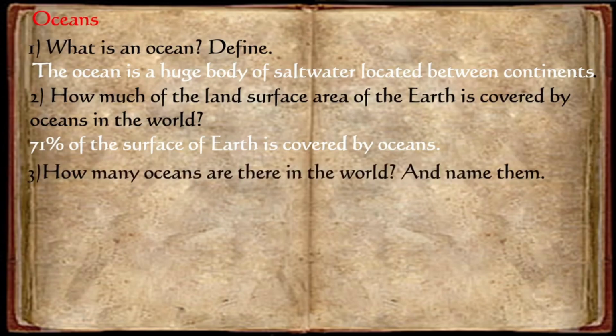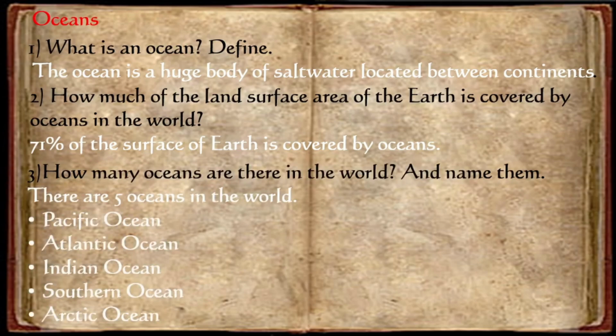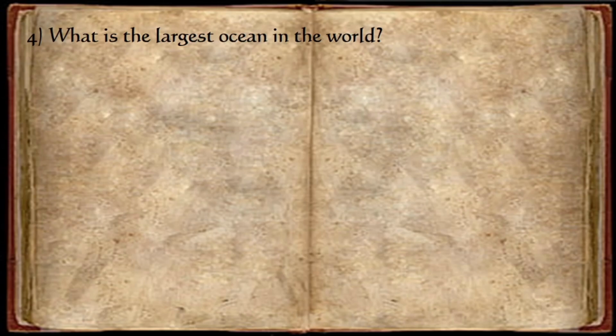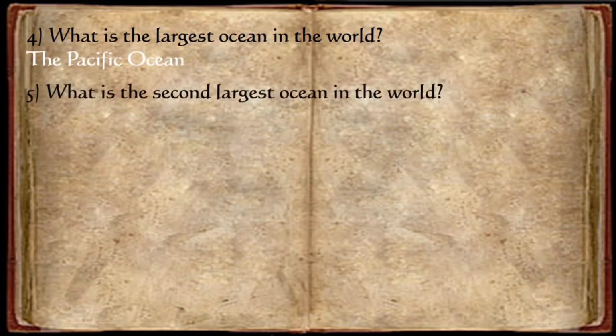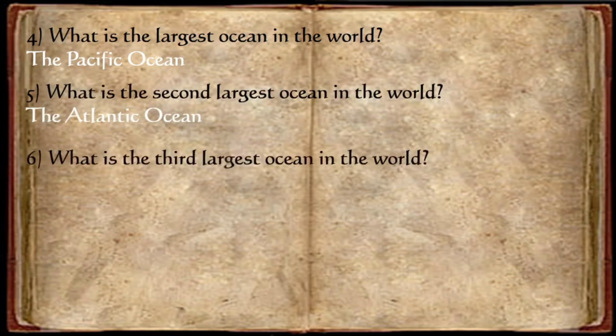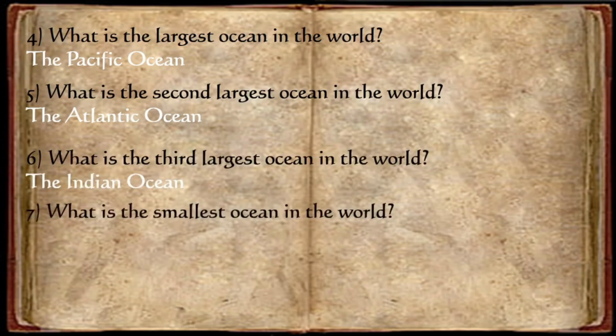How many oceans are there in the world? And name them. There are five oceans in the world: Pacific Ocean, Atlantic Ocean, Indian Ocean, Southern Ocean, and Arctic Ocean. What is the largest ocean in the world? The Pacific Ocean. What is the second largest ocean in the world? The Atlantic Ocean.